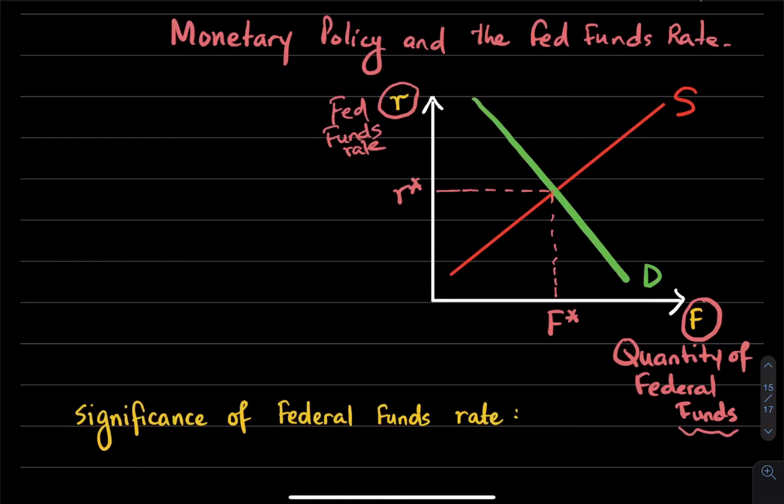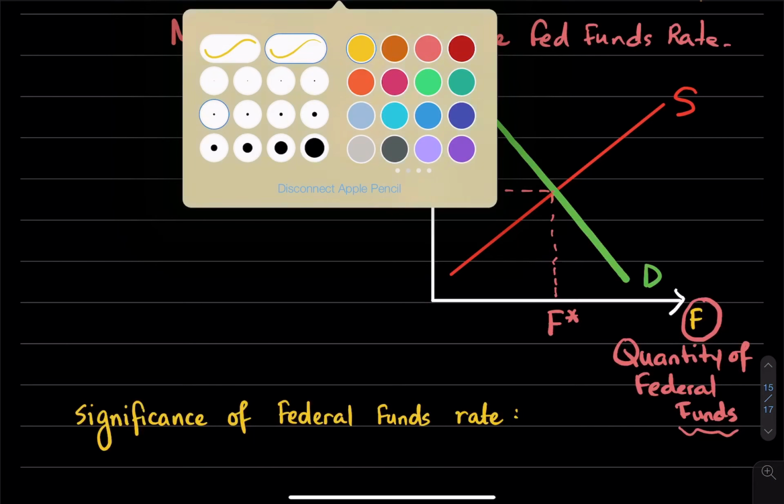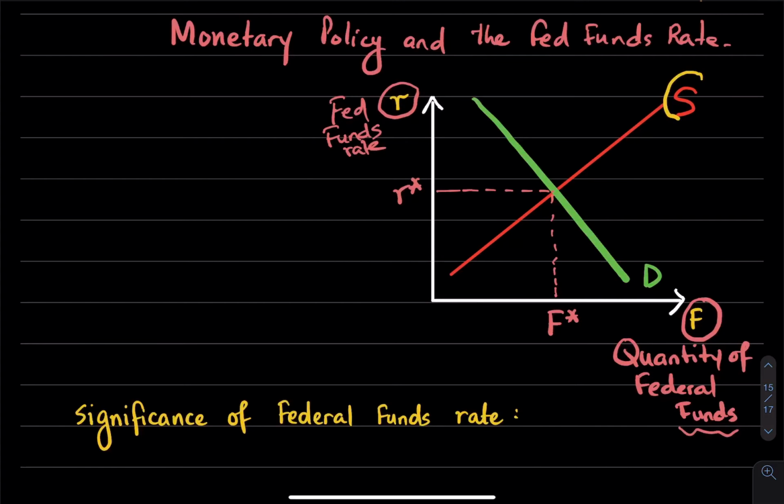Now, the Federal Reserve Bank can actually influence this rate by doing open market operations. So typically, what the central bank does is it influences the supply or the quantity of money, right? So the Fed would try to change the supply depending on what it wants to do.